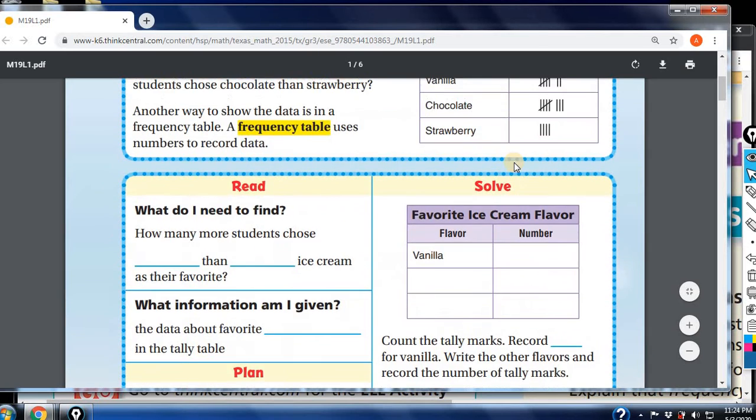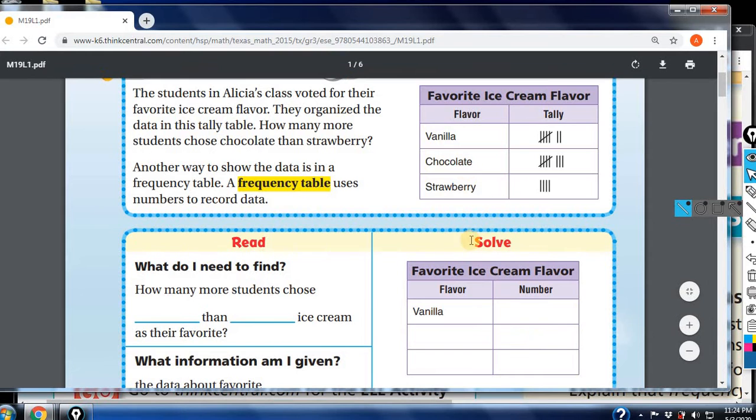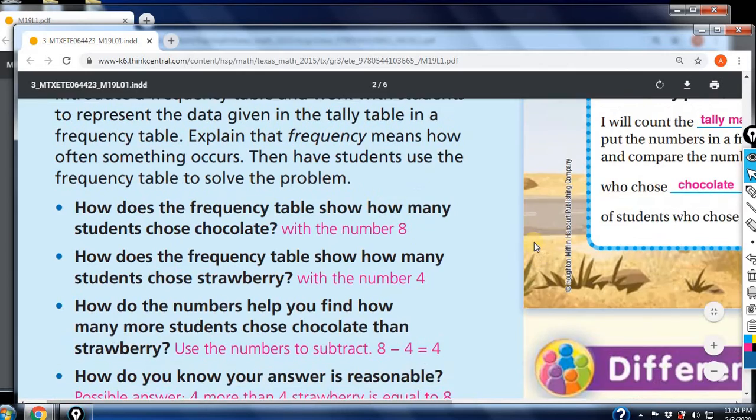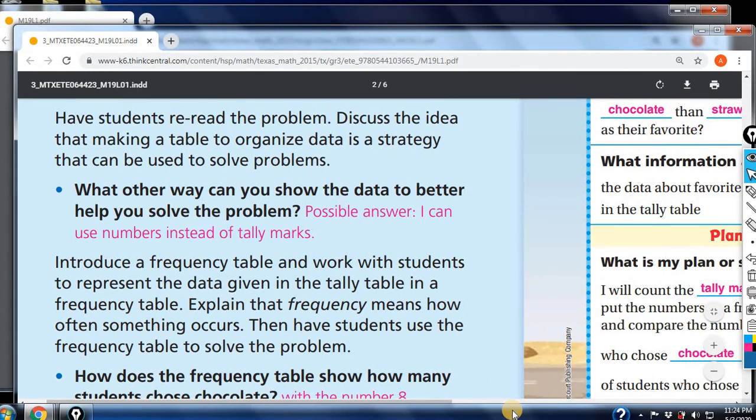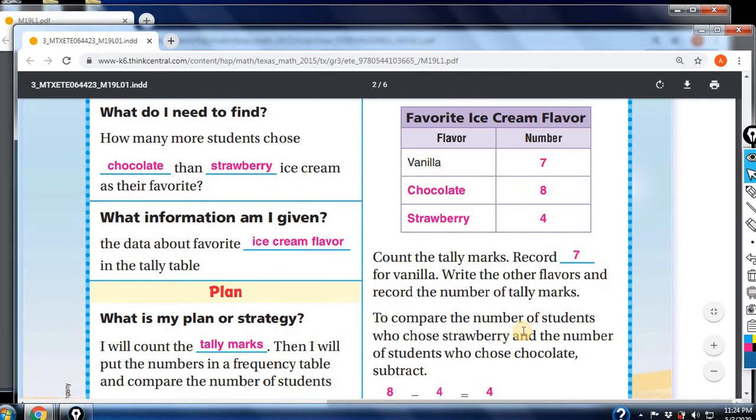To do that, all we do is look at the tally marks. Vanilla: 5, 6, 7. So the 7 goes here. Then you put chocolate right here. I have it set up for you, so this is what it should look like.